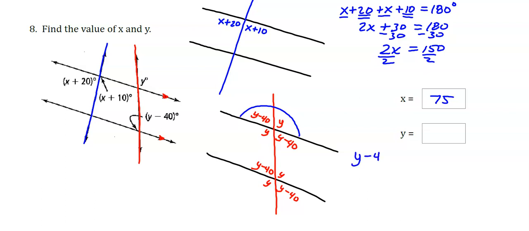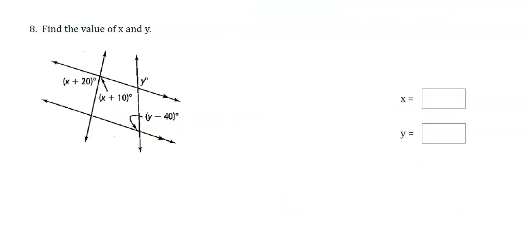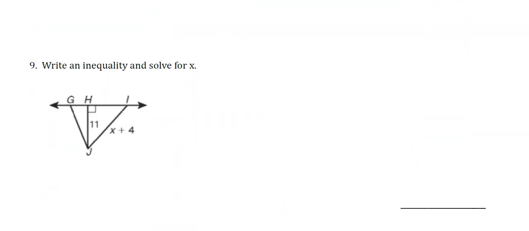So y minus 40 plus y has got to equal 180, or 2y minus 40 has to equal 180. I'm going to add 40 to both sides. I get 2y is 220. And divide both sides by 2, and I get y equals 110. So I made a complicated problem into 2 simpler problems.